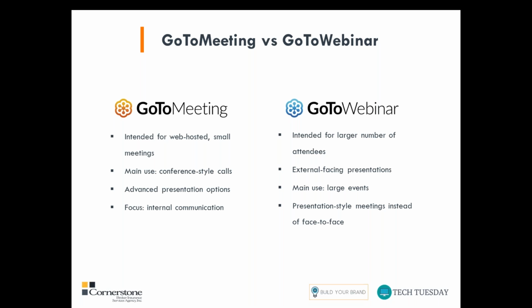But the main differences between the two are really just the general format and intended use for both of the forums. GoToMeeting is really intended for small, face-to-face meetings or small group meetings. They're mainly conference-style calls, and they do have a few advanced presentation options available, but they're really focused on internal communication. GoToWebinar is focused on external events, kind of like what we're doing now. We're actually using GoToWebinar for this presentation as well, so you get to see a little bit of how that's different on your side. It's mainly used for large events, and it's more for presentation style meetings.